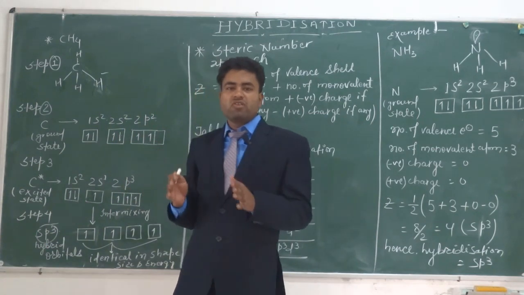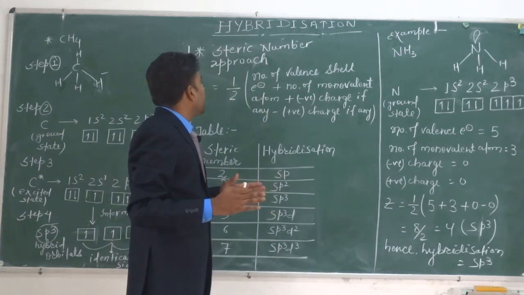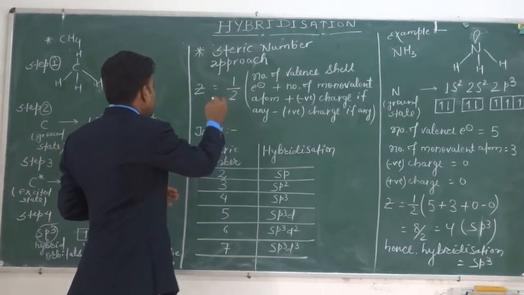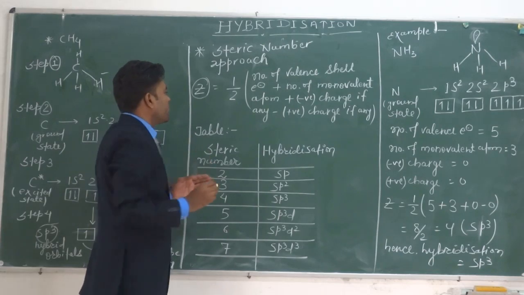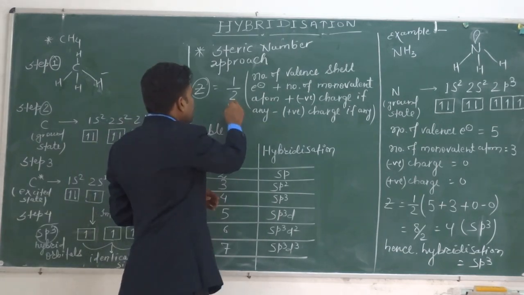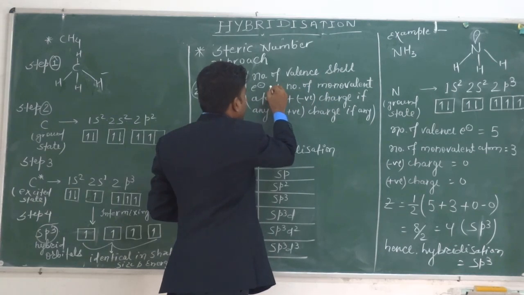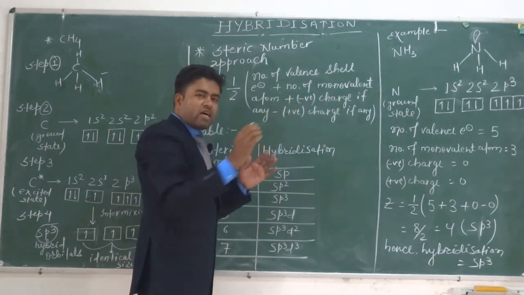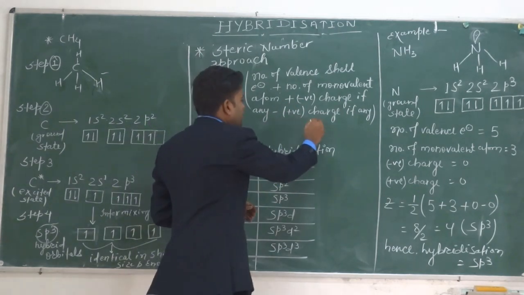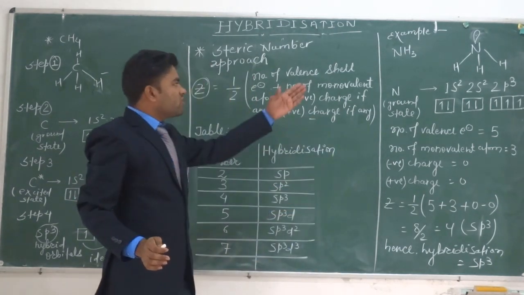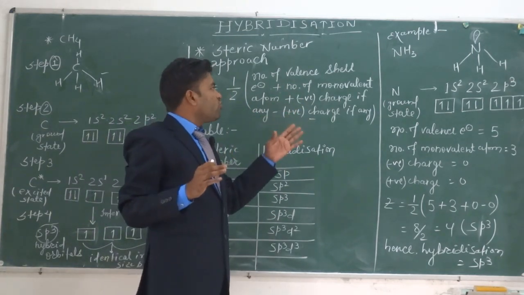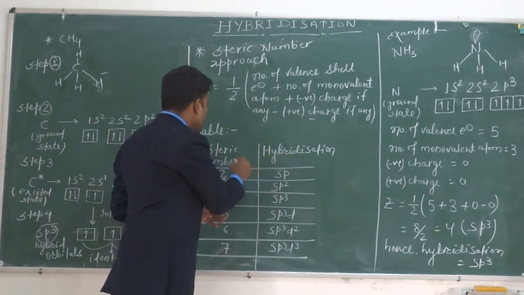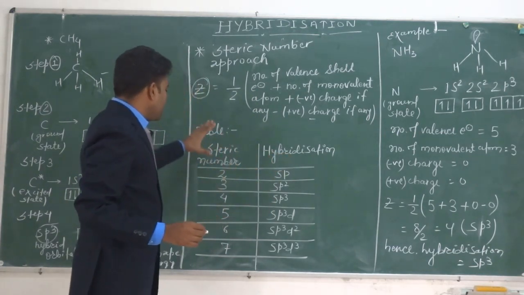But if we want to calculate the hybridization very quickly, then we have to go through the steric number approach. Here the steric number is denoted by Z, and Z is equal to half into the number of valence electrons of the central atom plus the number of monovalent atoms plus negative charge if any minus positive charge if any. Before taking the example of the NH3 molecule to understand the steric number concept, we will write the hybridization corresponding to the steric number in a table form.